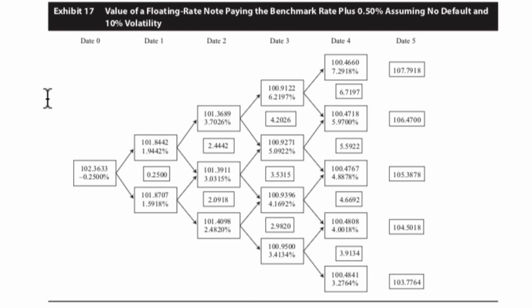All right, let's have a look at using a floating rate note instead of a fixed coupon note. We just did the 3.5%. Now we're going to do a floating rate coupon. And this floating rate coupon is the index, whatever the benchmark index is, plus 50 basis points. And we're going to assume 10% volatility in the tree. So value a floating rate note paying the benchmark rate plus 0.5%, assuming no default and 10% volatility.